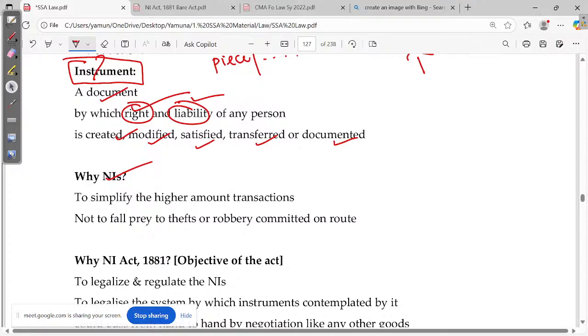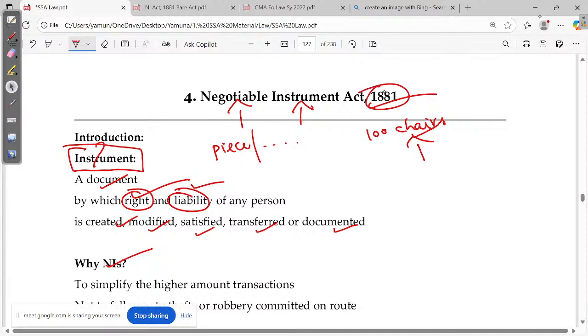Why negotiable instruments? See, in business, we are not going to deal with small amounts. Most of the transactions are happening online. But from the time we have this Act, 1881, in India also, you cannot carry a large amount and travel from one place to another. Business has to be made easy. Ease of doing business means doing it comfortably.